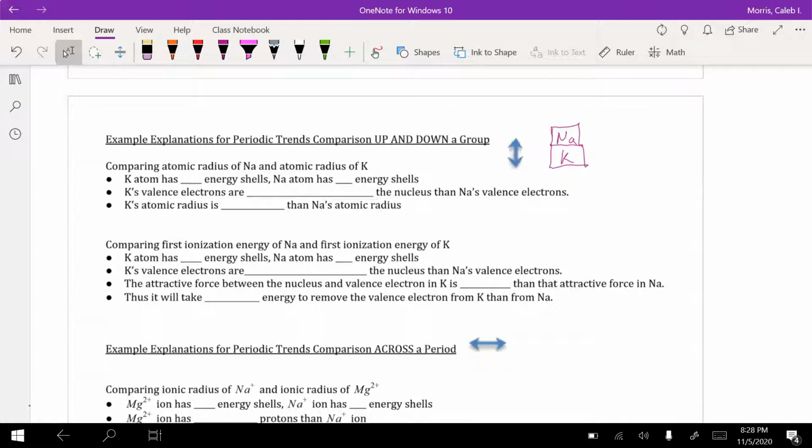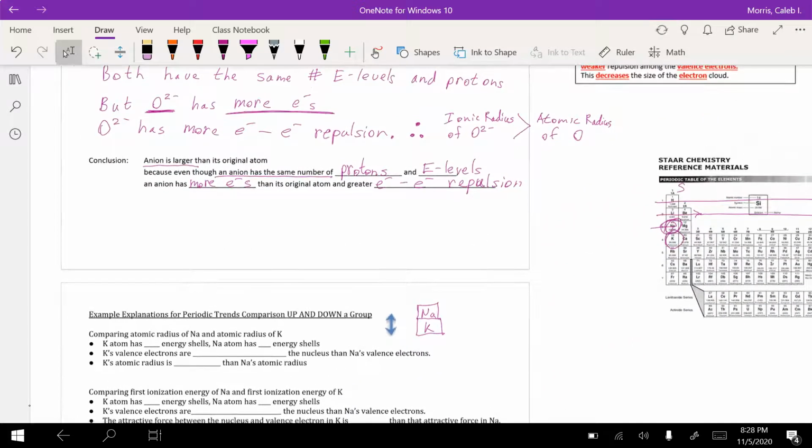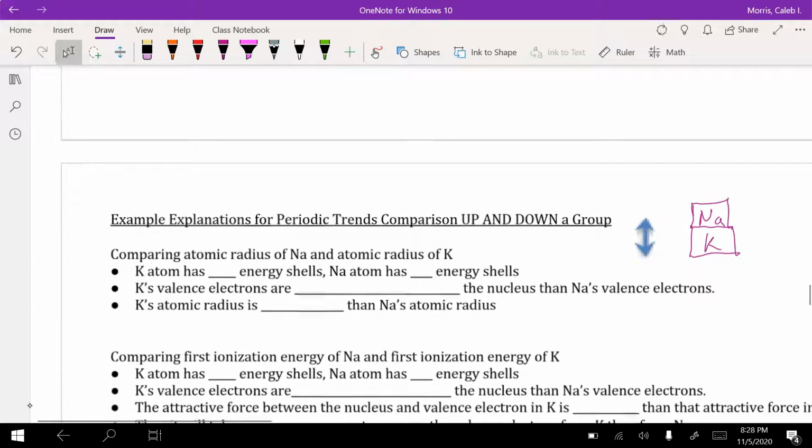Comparing the atomic radius of those, the potassium atom has, let's see how many energy levels. It has 4 energy levels, 4 energy shells, and the sodium atom has 3 energy shells. So that means potassium's valence electrons are farther from the nucleus than sodium's valence electrons. Potassium's atomic radius is larger than sodium's atomic radius, and that is because the electrons are further from the nucleus. There's more energy levels.